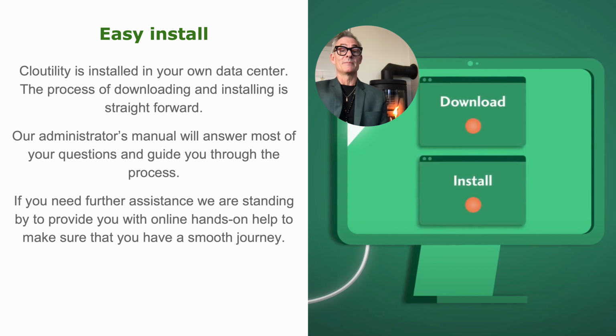Cloutility is installed on-prem in your own and preferred data center. Our administrator's manual has information on everything you need to know. You download the installer from our FTP site and install Cloutility on a virtual or physical Windows machine. During the installation, you will need to connect to a Microsoft SQL server. It could be Microsoft SQL Express, which will then serve as database for Cloutility. Our support team will stand by to go online with you and assist with any challenges you may have during the installation.